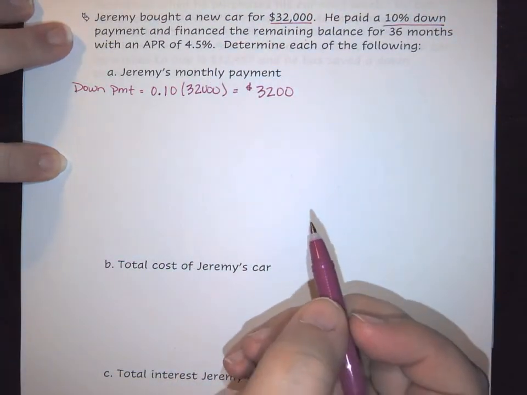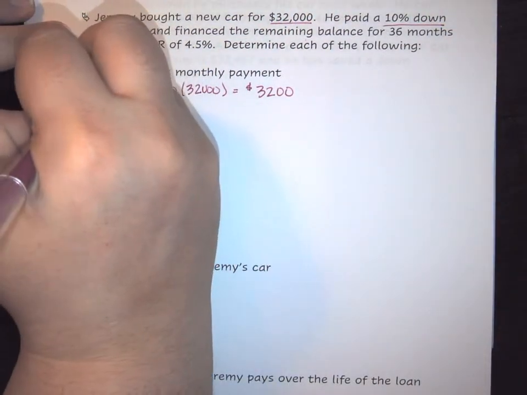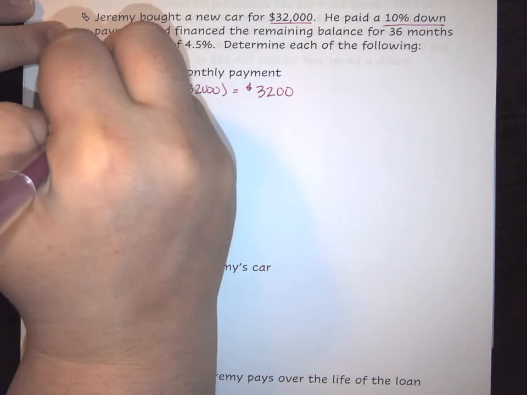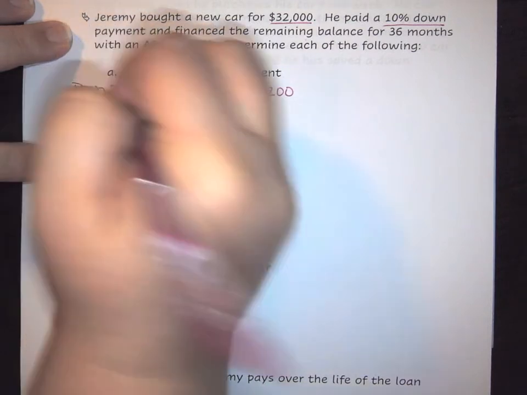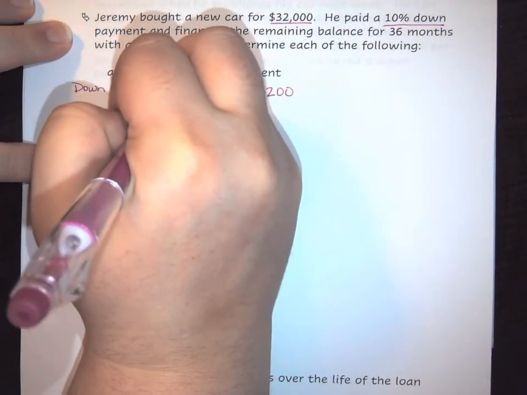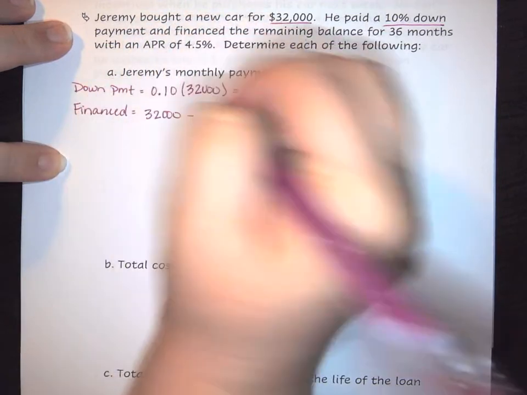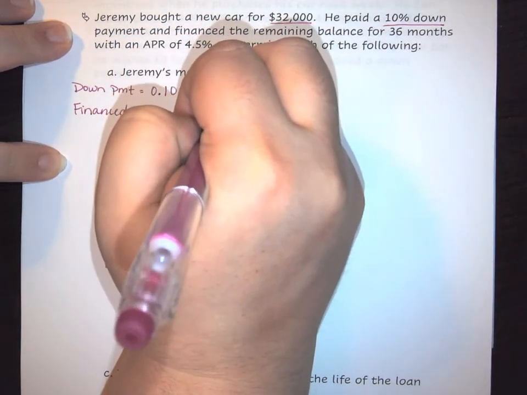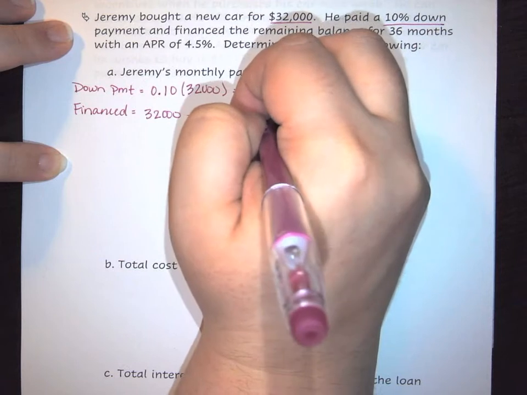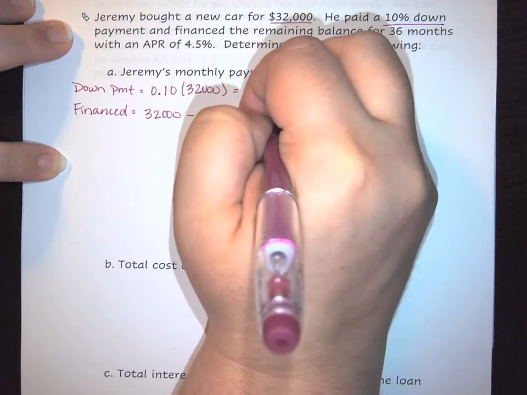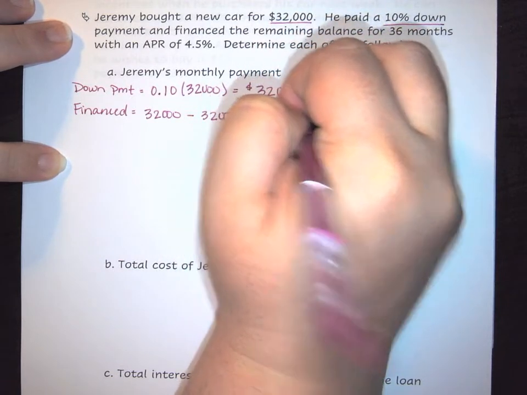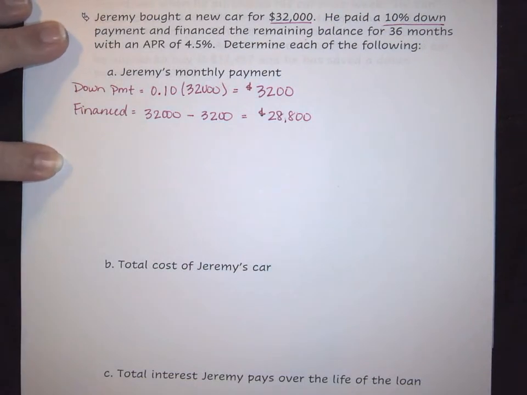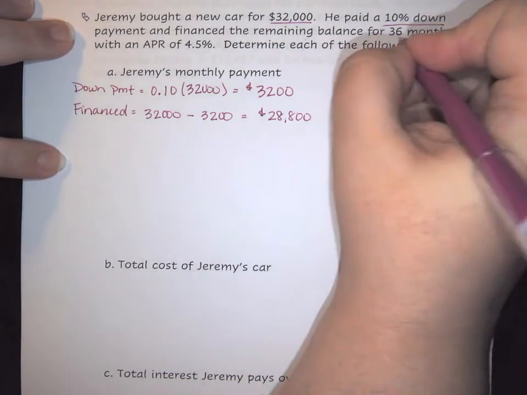Now, you're going to finance the remaining balance. So we have to know what is going to be financed. To do that, you're going to take that $32,000 and subtract away your down payment. So the down payment was $3,200. It means we are going to finance $28,800.